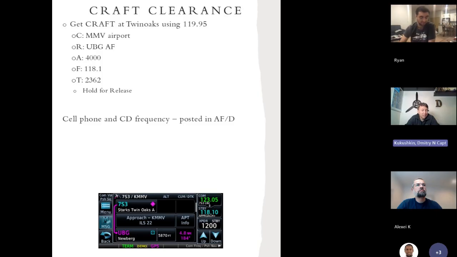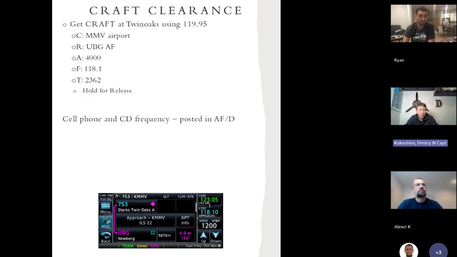They would normally say hold for release after that, and you read back the whole thing. Cleared to McMinnville, Newburgh, then as filed, 4,000 feet, 1181, squawk 2362, hold for release. In this case, hold for release is a mandatory readback item. They want to know that you are holding, you're not departing until they release you.